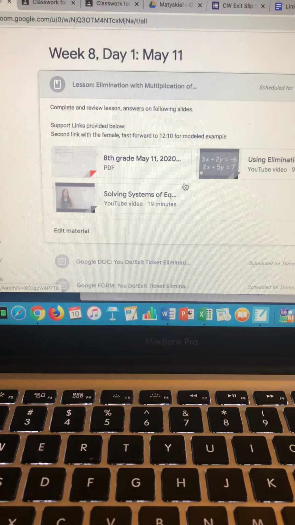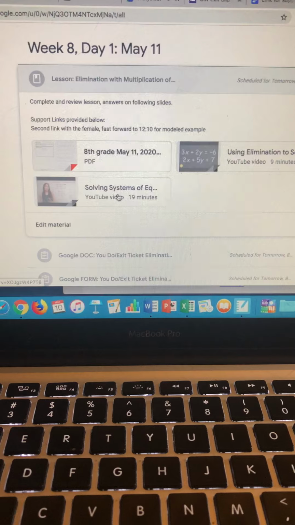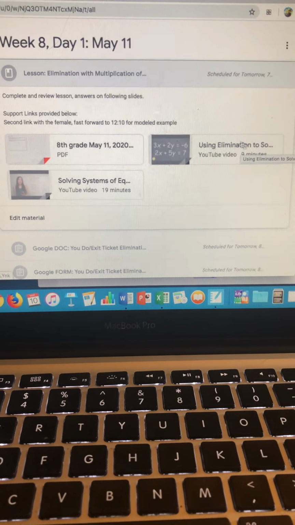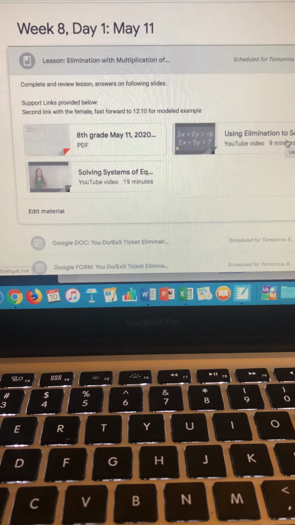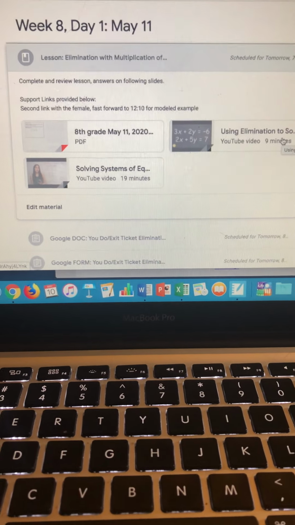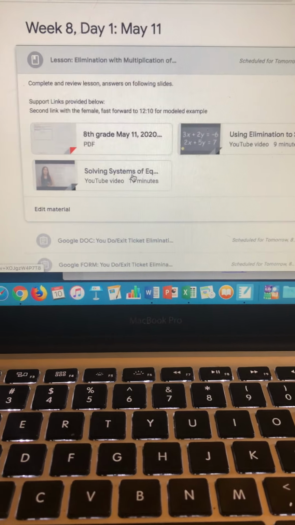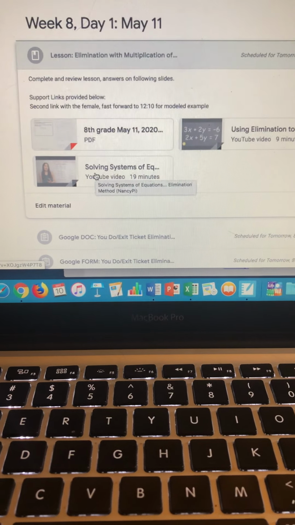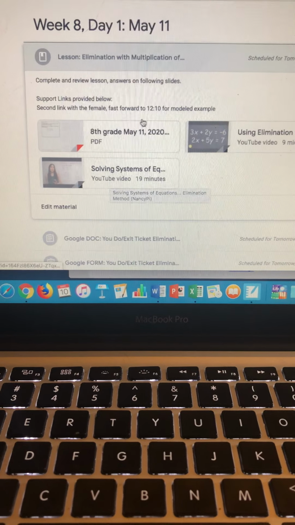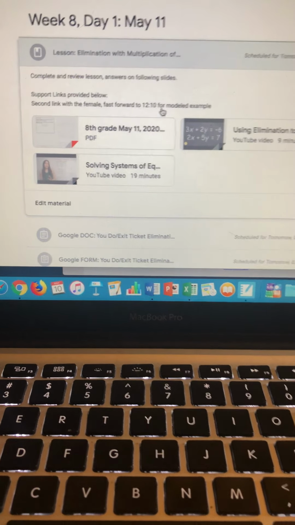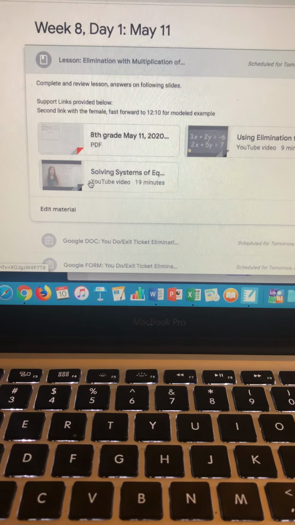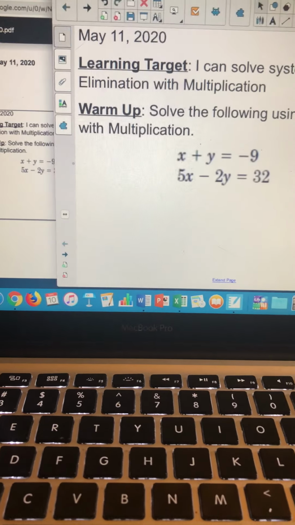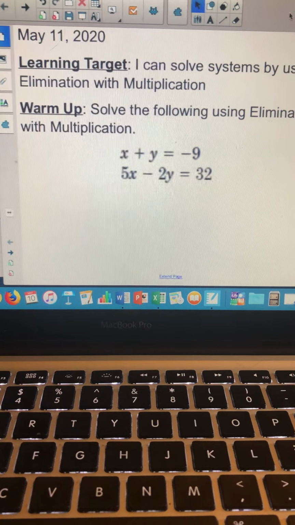When you click on it, there's 2 links for support if needed. This link is the same teacher guide that I've been using for a few of the other support links. And then this one is a female teacher, but she kind of takes you through a few different examples. So if you wanted to fast forward to 12:10, she does a modeled example of what we're focusing on today. Okay, so here's our lesson. I'm going to use the bigger version over here.